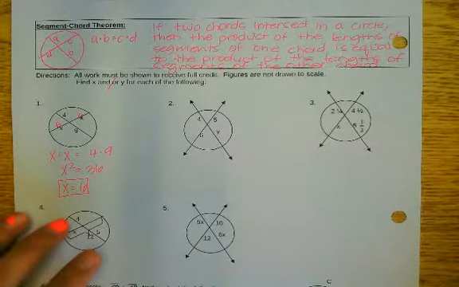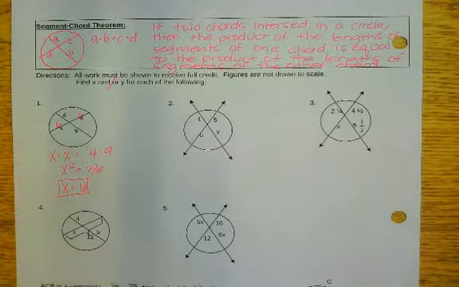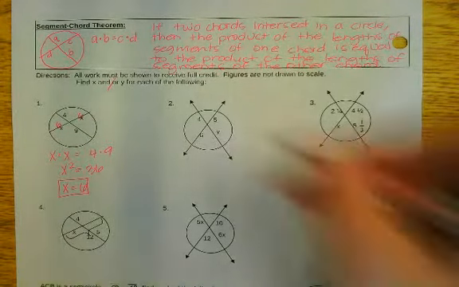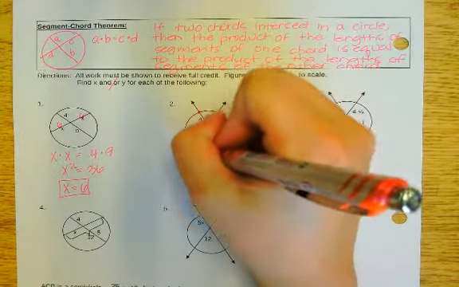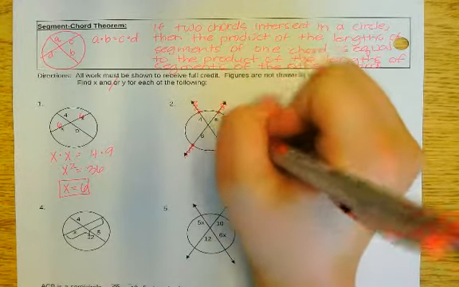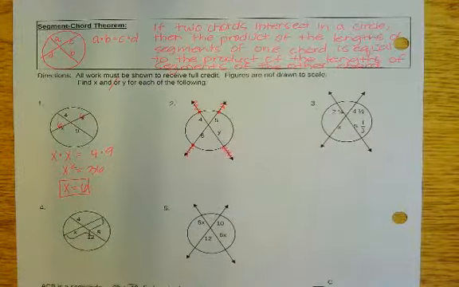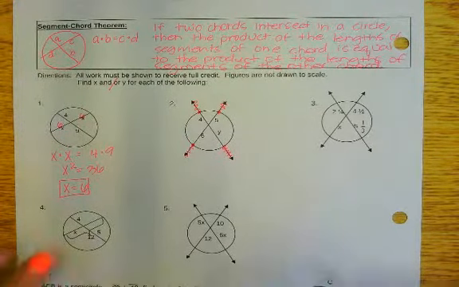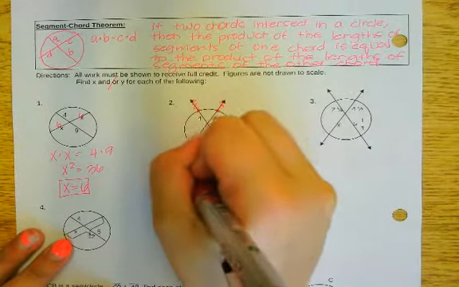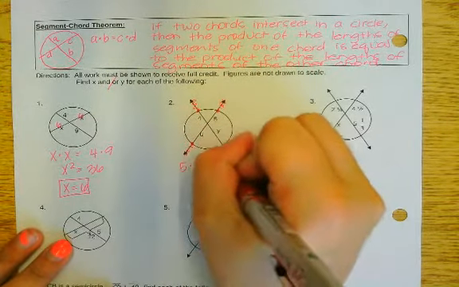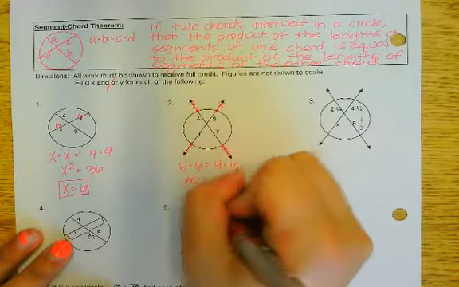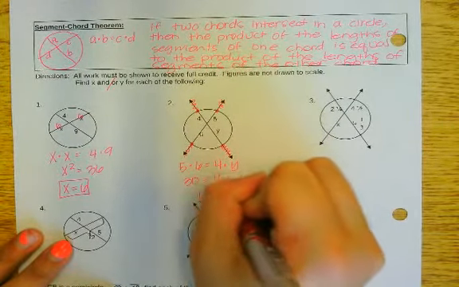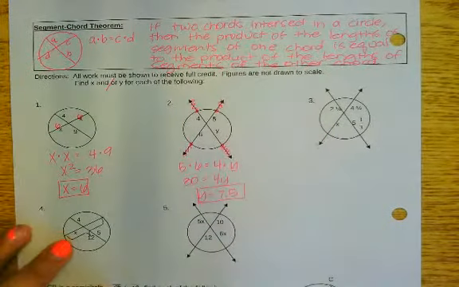Okay, number 2 has 2 secants drawn, so just pretend that those are 2 chords, because they do have points that lie on the circle. Just ignore the other parts. How would you set that one up? 5 times 6 equals 4 times y. So 30 equals 4y. So y equals 7.5. Yay, fractions!